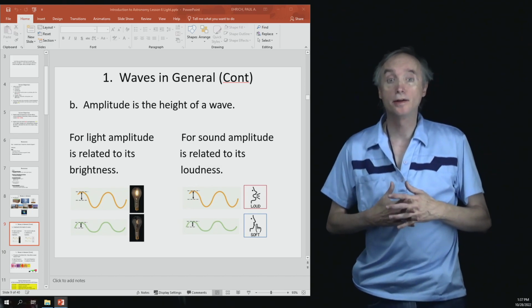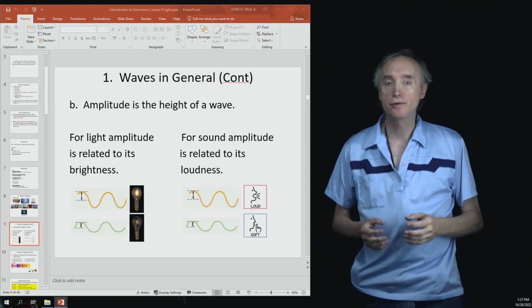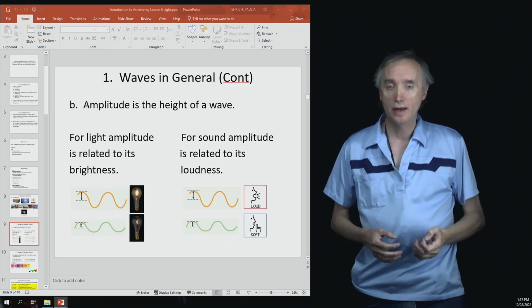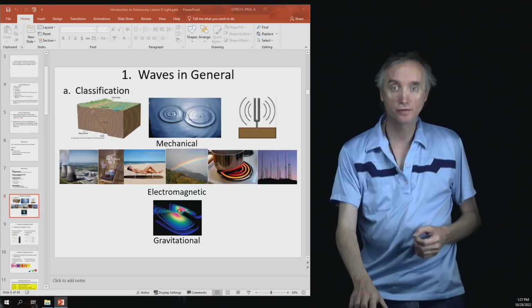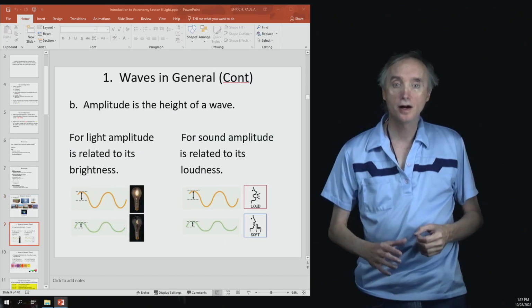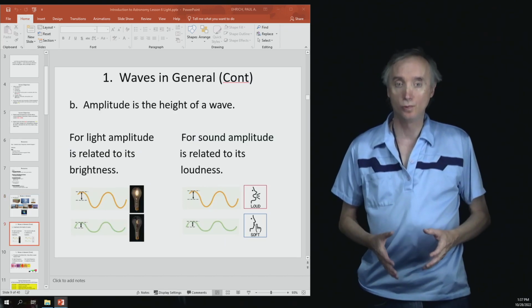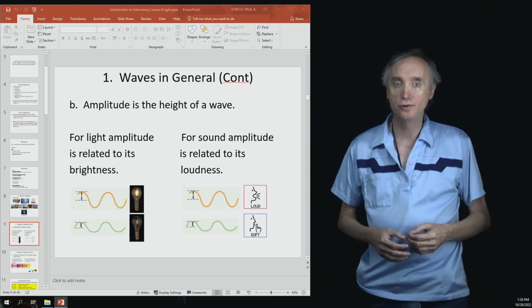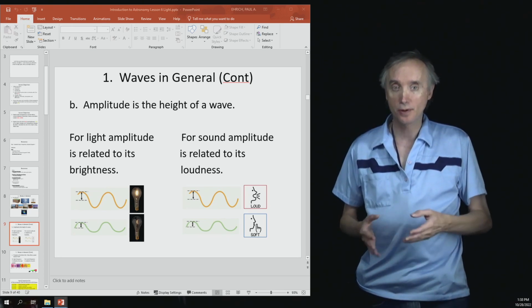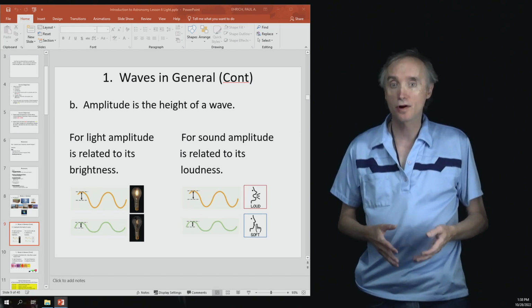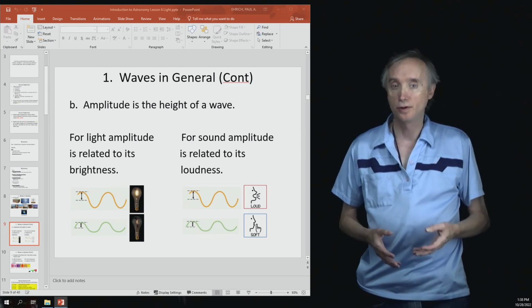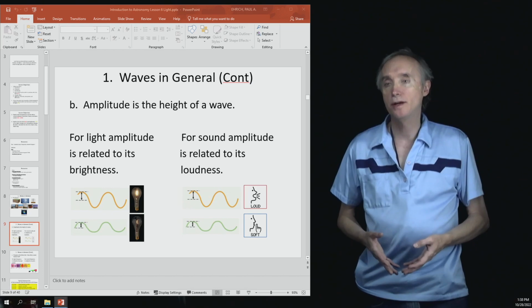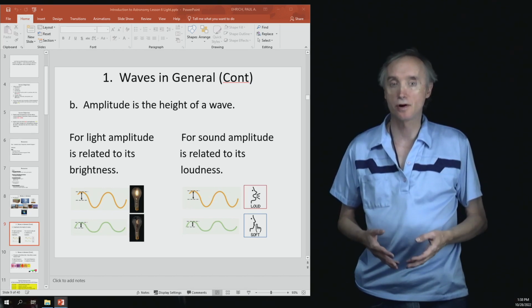Okay, I'm back and we're still talking about general properties of waves. In our previous segment, we were talking about the different types of waves. Now we want to concentrate mainly on light waves. But since you're more familiar maybe with sound, I'm going to compare the two. I'm going to compare properties of light with properties of sound so that you can see how they're alike. But remember that we're mainly going to be interested in light waves when we talk about stars.